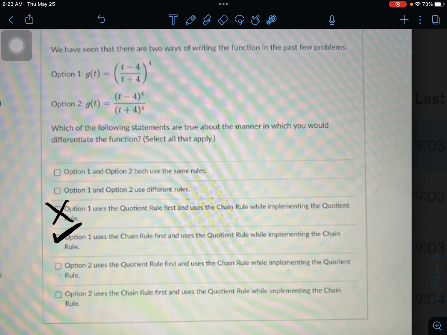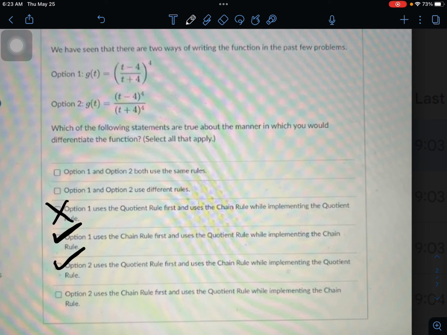Yeah, I mean, you could absolutely do that. You could use the quotient rule first, where I take low, the derivative of this, and in taking the derivative of this, the high, low, d high, I would have to use the chain rule. Then I would go minus high, d low, and in doing that, I would have to use the chain rule. So yeah, this is definitely an option. You would use the quotient rule first, and then you would use the chain rule while implementing the quotient rule. That is certainly an option.